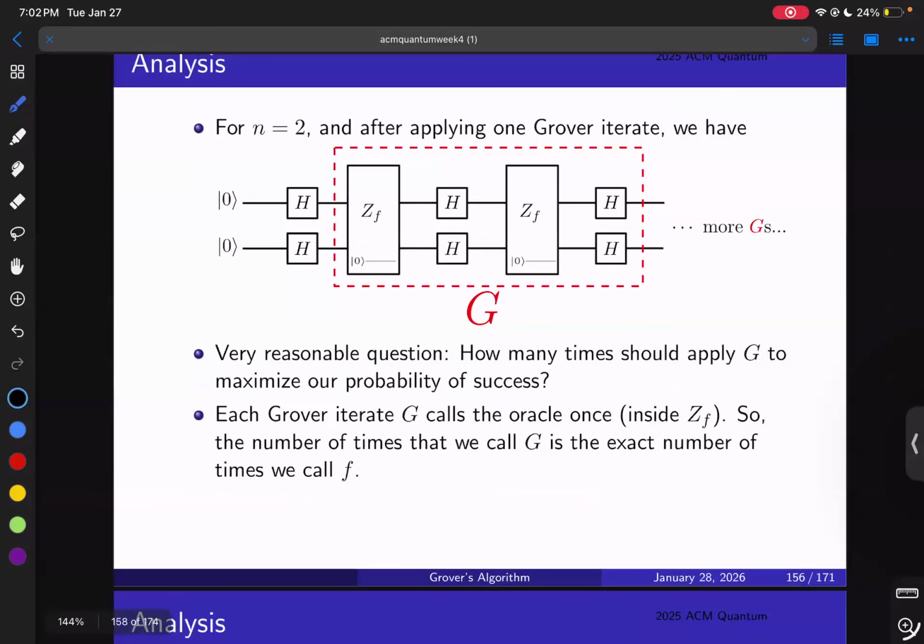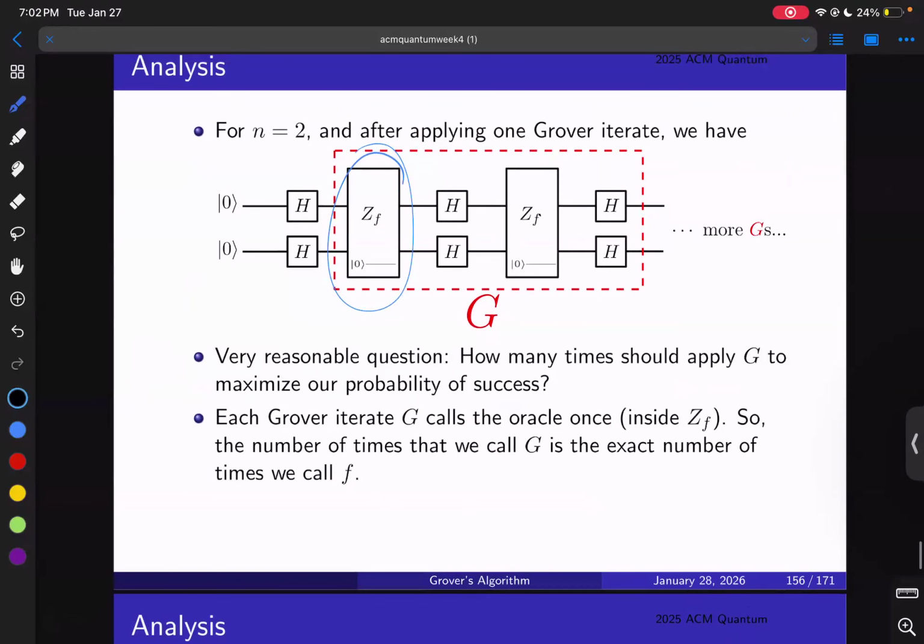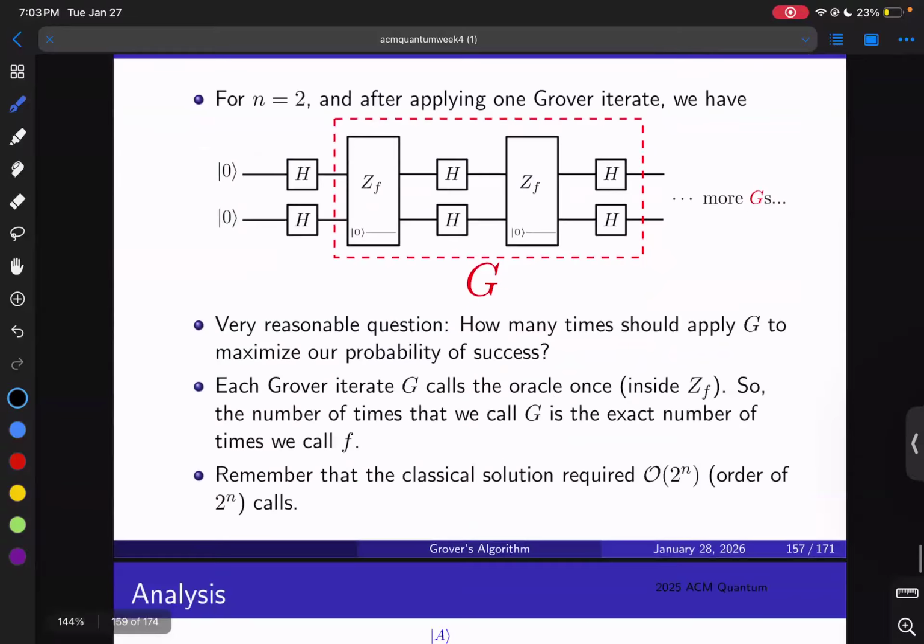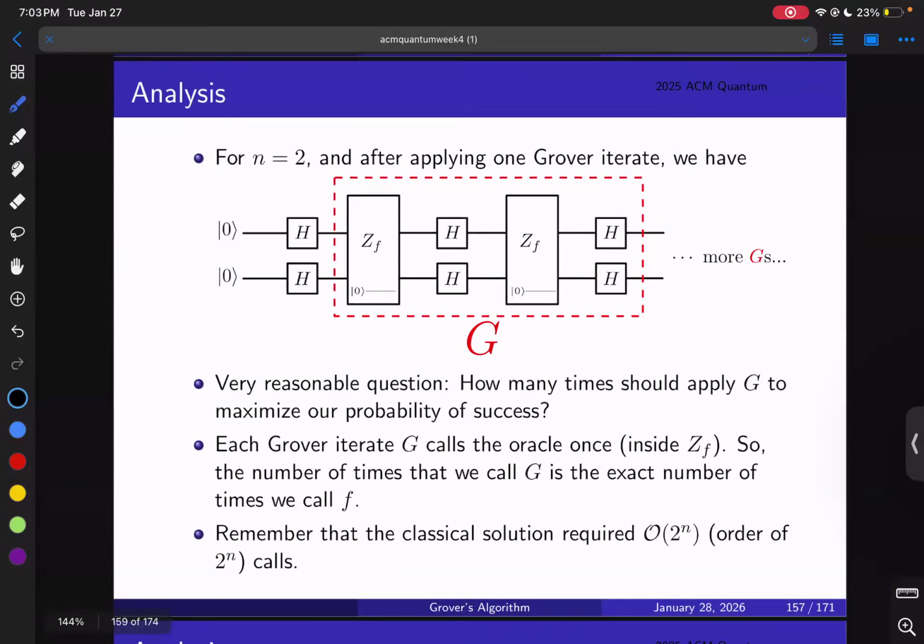Also, in each Grover iterate, you're only calling the oracle once, which is right here. Remember, this is Z naught, which counts as one function f call. So for each Grover iterate, you're calling f once. And remember, in the classical solution, we said we need to call f exponentially many times, which is in the worst case 2 to the n.